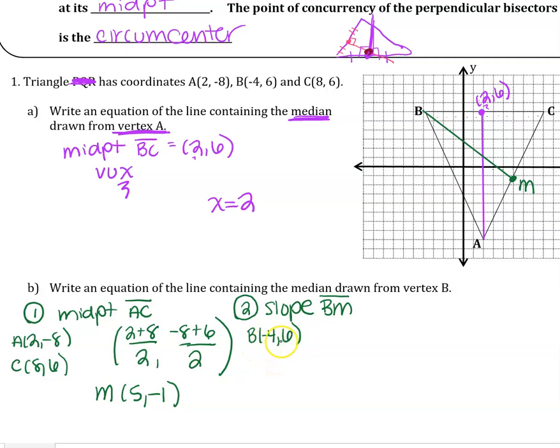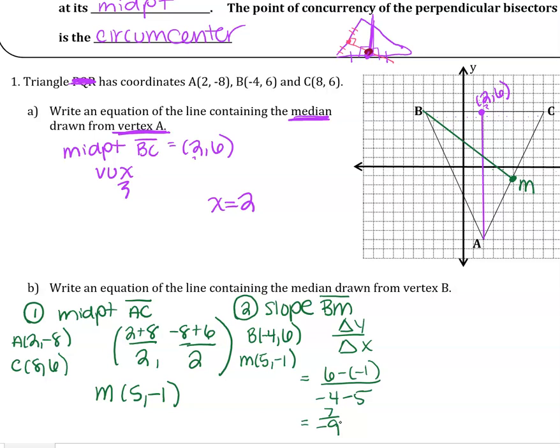So B is (-4, 6), and M, which I just identified, is (5, -1). So slope is change in y over change in x. So I'm doing 6 minus -1 over -4 minus 5. Okay, so that simplifies to 7 over -9, and that would be my slope.